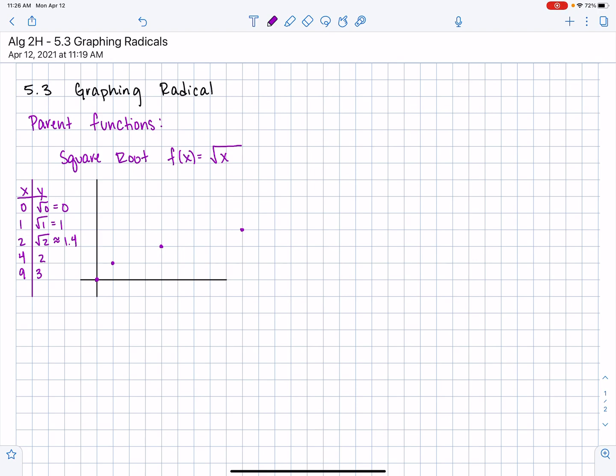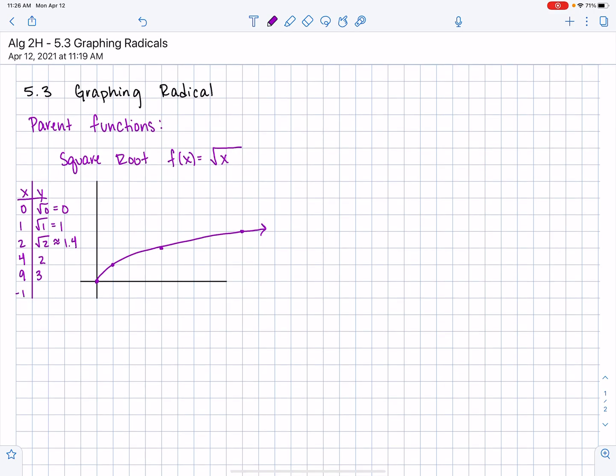And as you can see here, this is kind of a curved graph. It kind of looks like half of a parabola on its side. That's what we want to think about in here. And of course, if we were to put in a negative number, for example, -1, we would come up with an undefined answer. We can't graph that because that is i. So just some notes here.